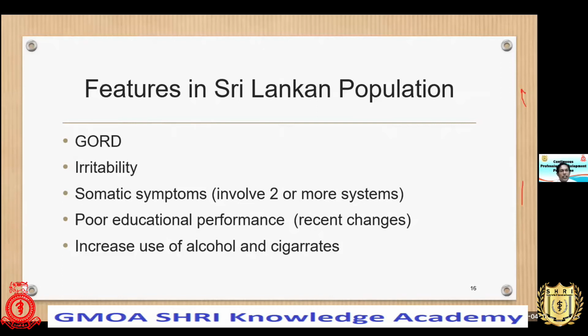And then irritability is another common feature, especially in middle-aged females. Not only females, males are also affected, but especially middle-aged females, all of a sudden they become irritated. The diagnosis is closer to depression. And somatic symptoms, as I explained, involving 2 or more systems could be depression. And poor educational performance, especially these days, we see in all ages, all of a sudden school children or university students drop their educational performance, and it could be depression.